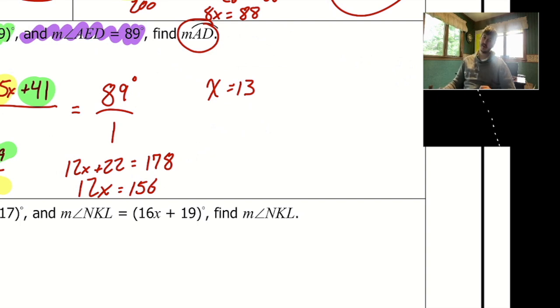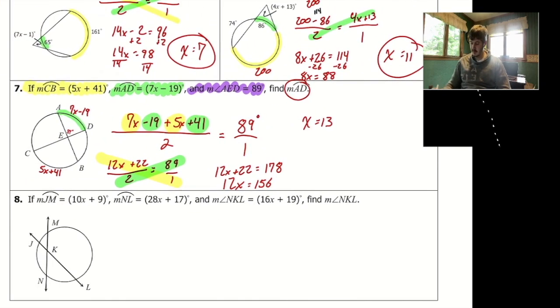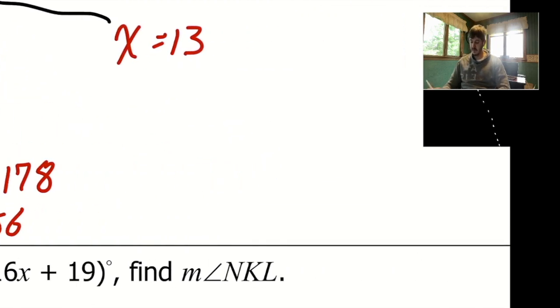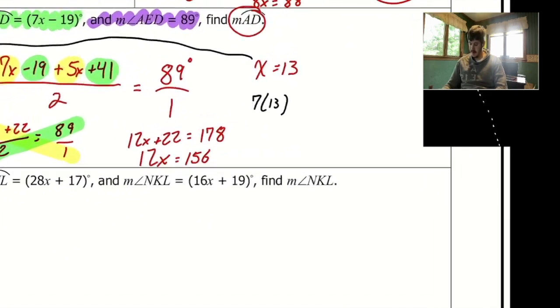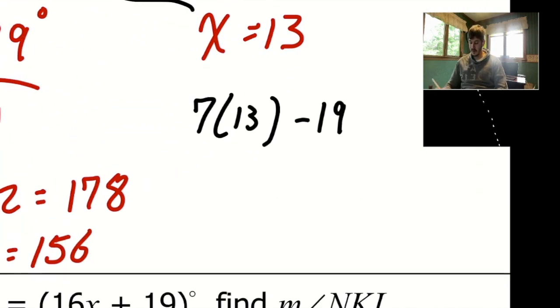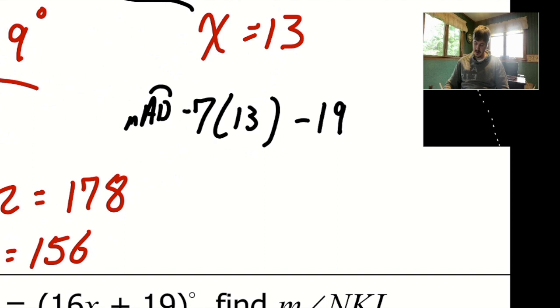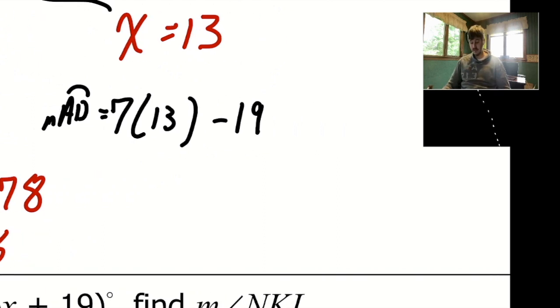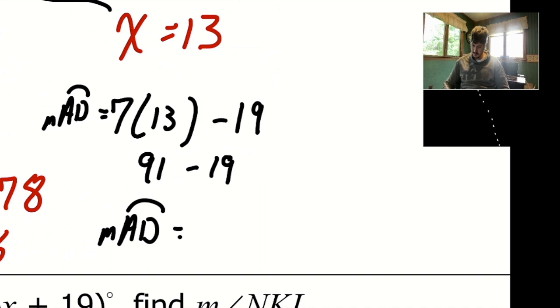But we're not done there. We do have to remember the thing that we're trying to find is the value of this arc. So we do need to plug in 13 for x. So it is 7 times 13 minus 19. And that's going to be the arc that we want, which is arc AD. So 7 times 13 is 91 minus 19. So the measure of arc AD is 72 degrees.